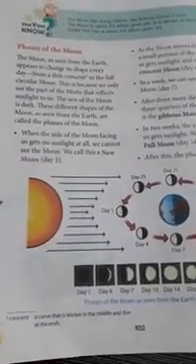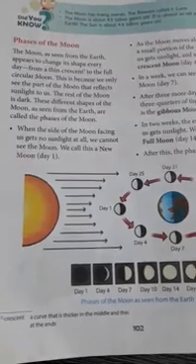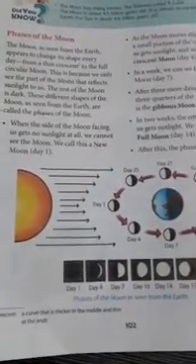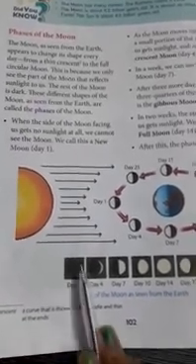The first point: when the side of the Moon facing us gets no sunlight at all, we cannot see the Moon, as the Moon is not reflecting light. We call this a new moon.